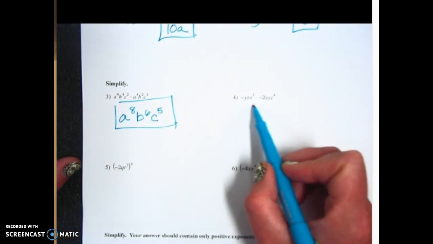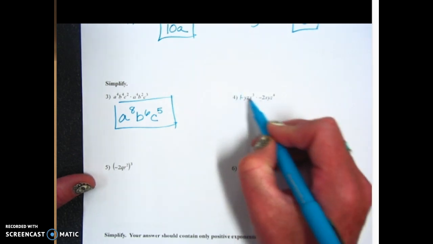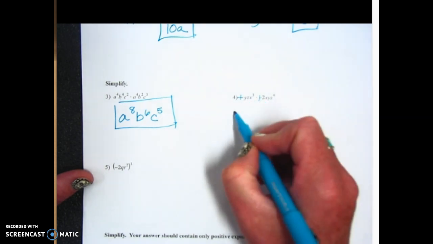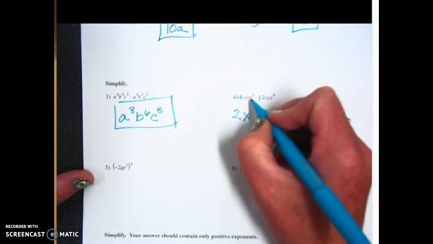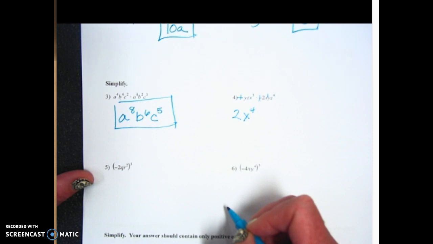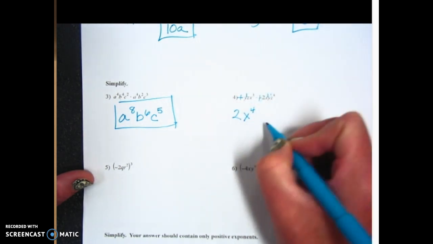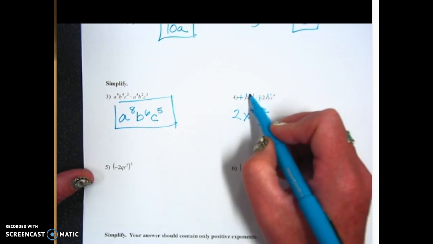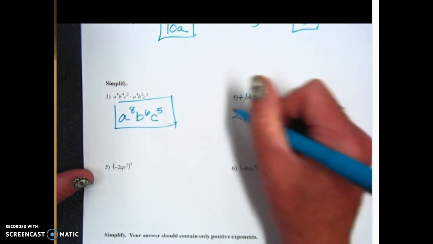Number 4, we've got a negative times a negative, so I'm going to change them both to positive. And then I'm just going to start with the coefficient, which is 2. Then I'm going to go alphabetically, so I'm going to start with my x's. I've got an x to the 3rd and an x to the 1st, so x to the 4th. Then I'm going to go to my y's. I've got a y to the 1st and a y to the 1st, so y to the 2nd. Then I'm going to go to my z's. I've got a z to the 1st and a z to the 4th, so z to the 5th.